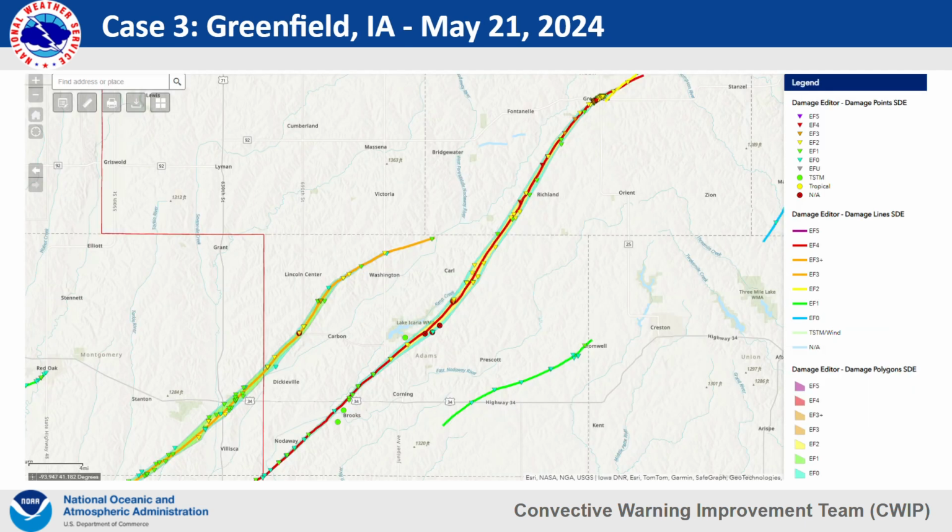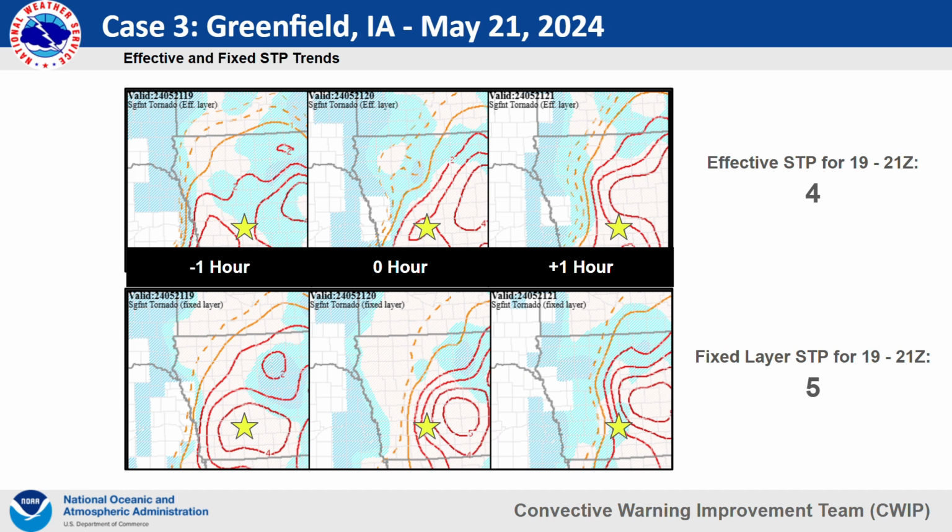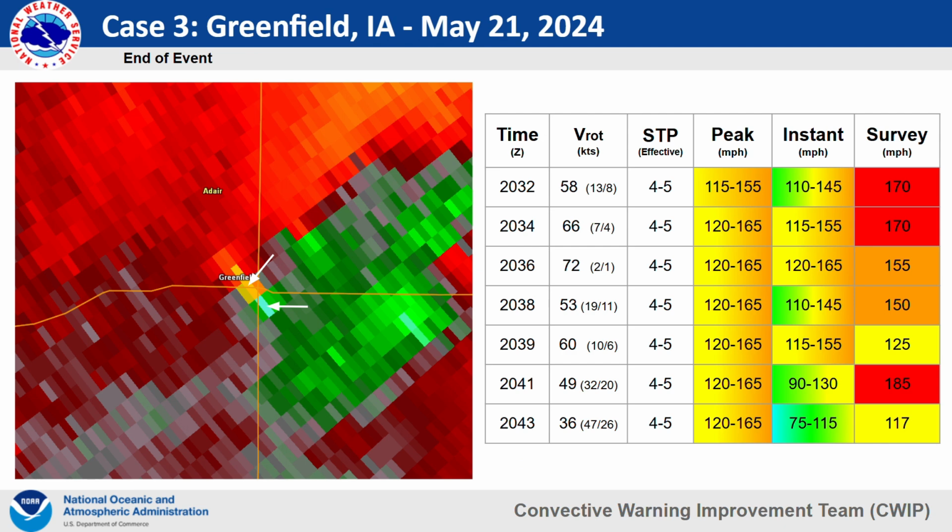The last case we're going to show is the Greenfield, Iowa tornado of May 21st, 2024. In this case, the effective and fixed layer STPs are right around 4 to 5. And again, you can see that gradient in the STP where, especially in the fixed and effective during the event, the higher STP values were off to the east. Again, a function of that lower grid spacing of the RAP model used for the archive mesoanalysis data.